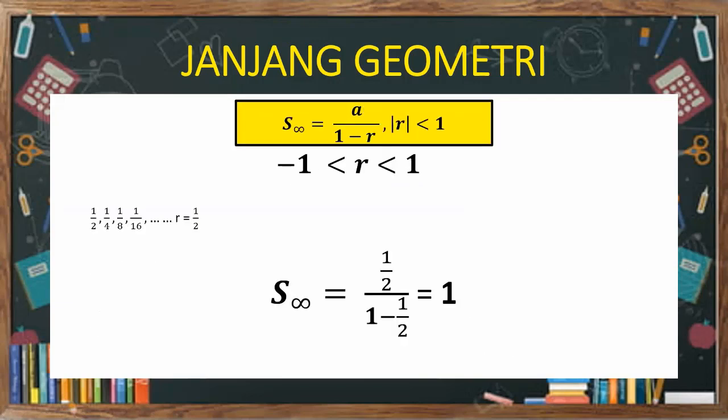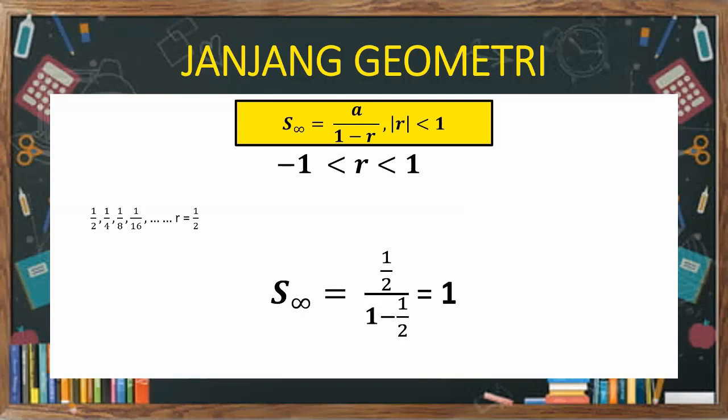Next one, we are going to see what is sum to infinity. Sum to infinity is adding the terms from the first term until the infinity term. What is the infinity term? It is very, very big, where it is uncountable, where we denote it as infinity. We normally see S2, S3, S4, S10, S20, but this is S infinity. It means we are going to add from the first term until the uncountable term.